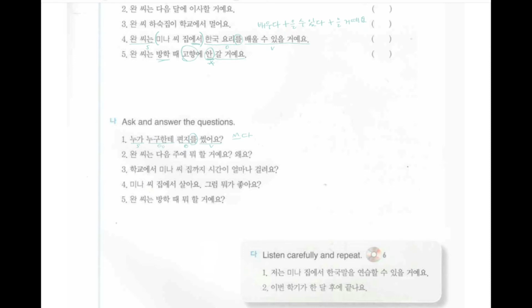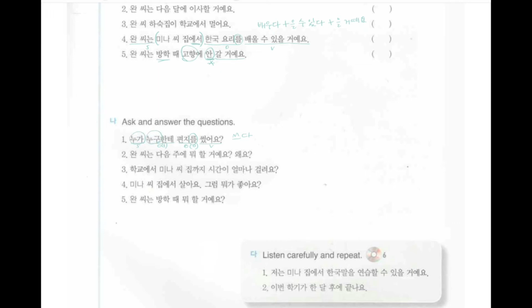누구한테 will be object, but this is indirect object. 편지 is direct object. This is indirect object. In English, who wrote a letter to whom? Done? 그래서 we need to find out who wrote to whom a letter.